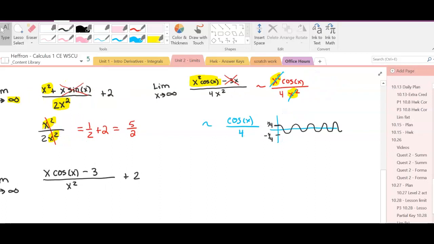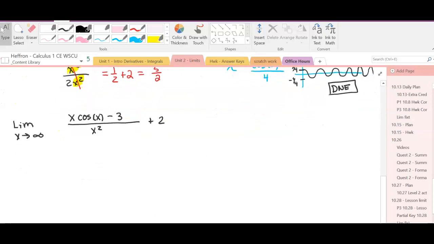And since this never seems to zero in on anything, but it keeps bouncing back and forth, this limit does not exist, because it never seems to approach a single number as I go to the right forever. And now let's look at one more.